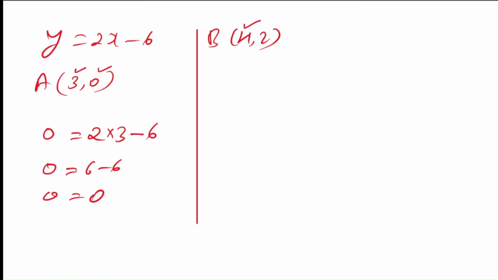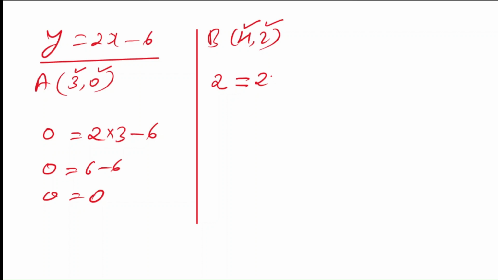This is your x coordinate. This is your y coordinate. This is your equation. In this equation, substitute the values. What is your y? You will say 2. So you are writing 2, equal to, and this 2 you are putting as it is.